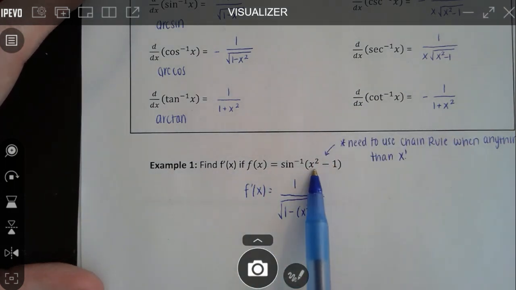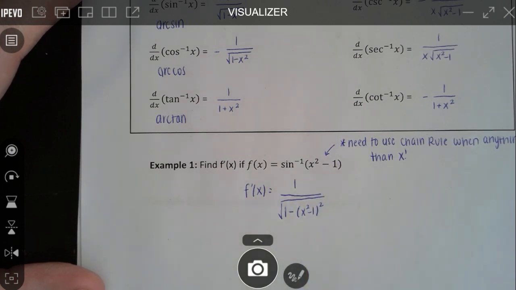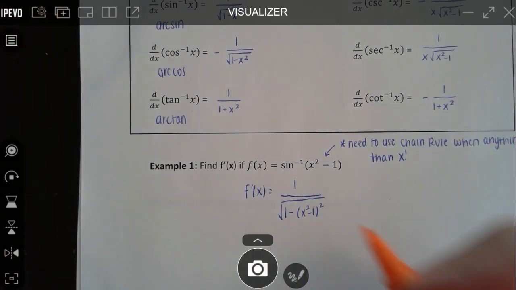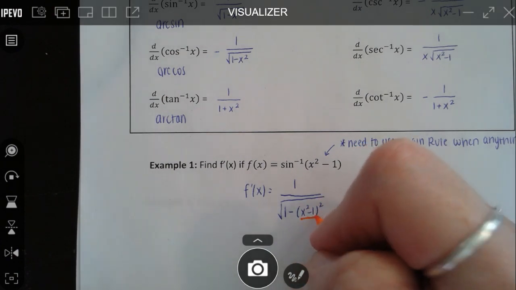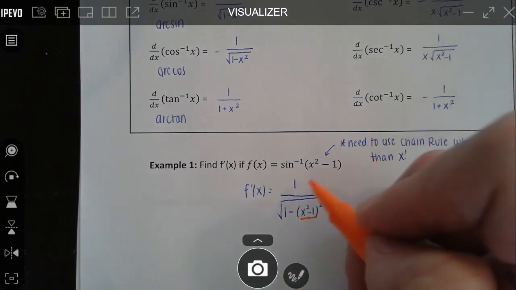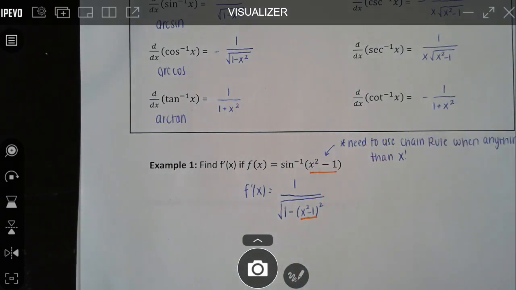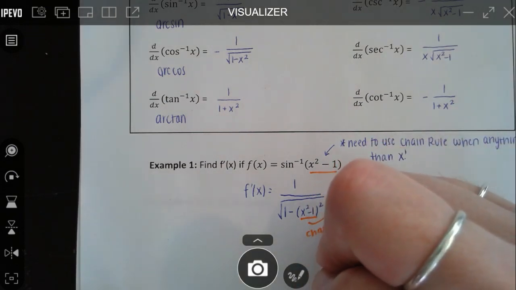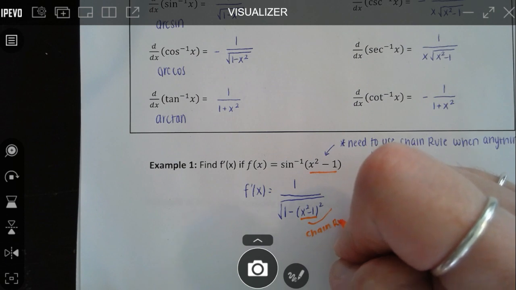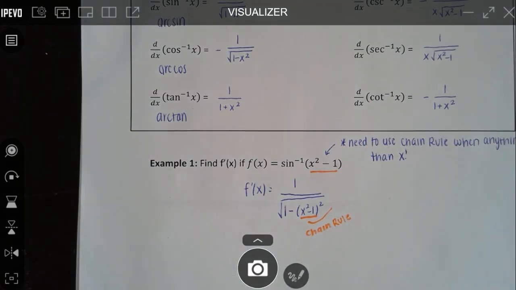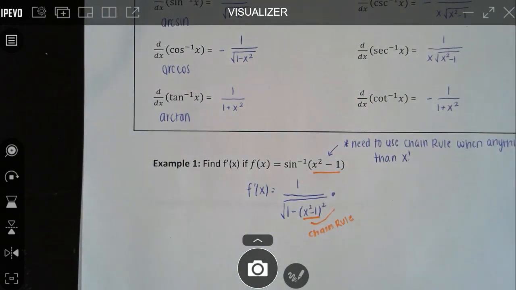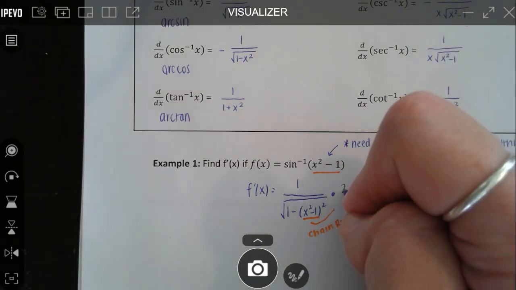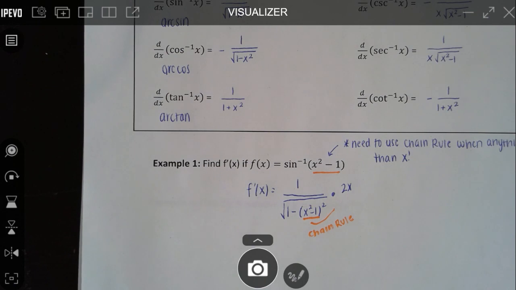But again, because this is not just an x here, we're going to need to actually use our chain rule, meaning whatever we plugged in for that value of x, or whatever this stuff is on the inside of the parentheses, we're going to need to chain rule this, meaning I need to take this and multiply by the derivative of x squared minus 1. And the derivative, that would just be 2x.